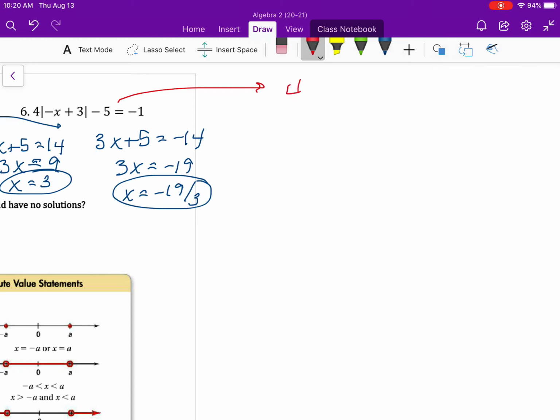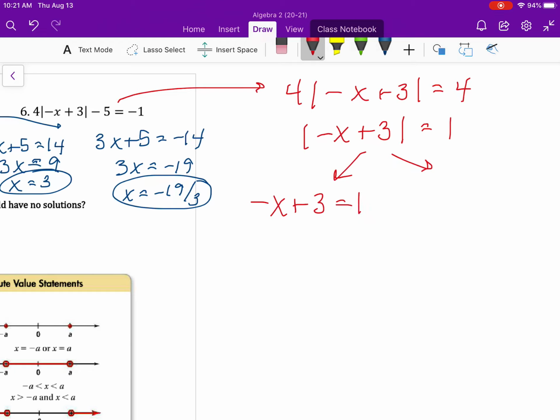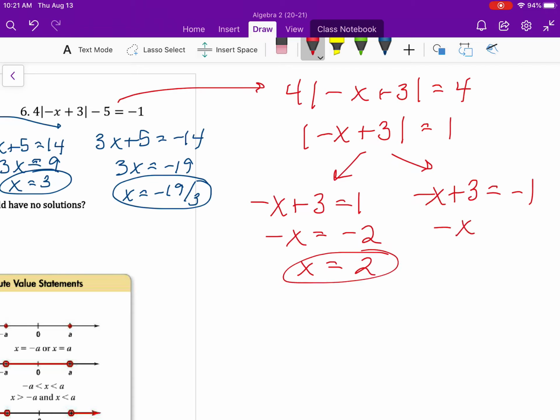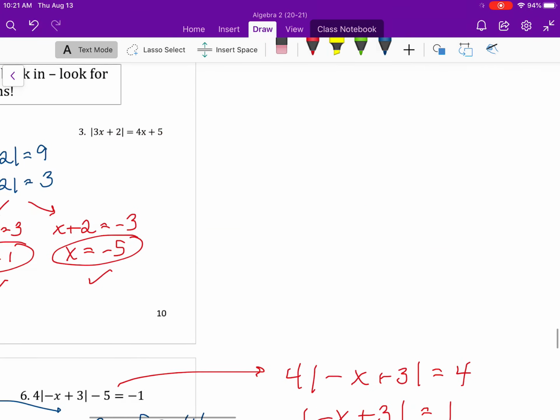The first thing I need to do is get that absolute value bar by itself. So I'm going to add 5 to both sides. Negative x plus 3 equals 4. And then divide by 4. So negative x plus 3 equals 1. So the absolute value bars alone, it doesn't equal a negative number, so I can split into two cases. Negative x plus 3 equals 1. Negative x plus 3 equals negative 1. Subtract 3. x equals 2. Subtract 3. And x equals 4. And both of those work. So now the only issue is going to happen like in example number 3.